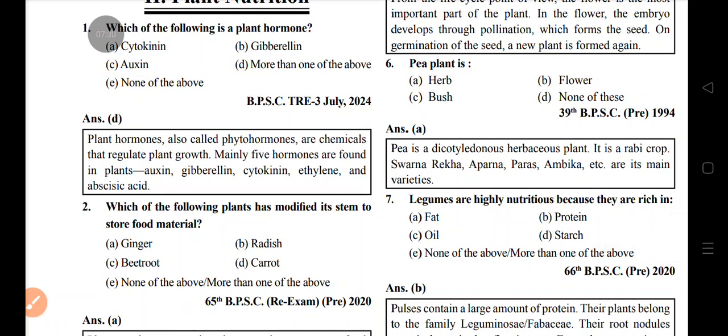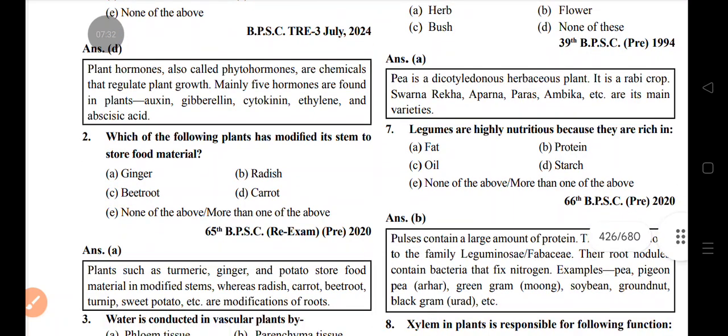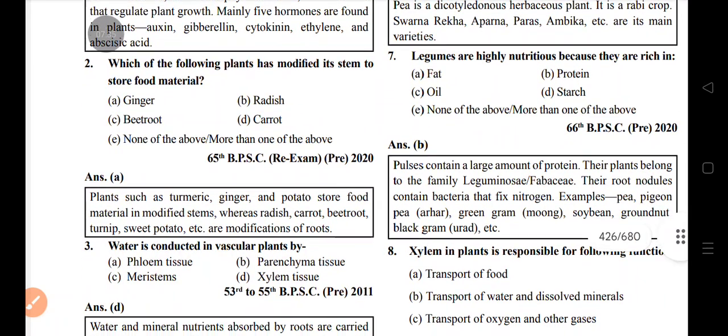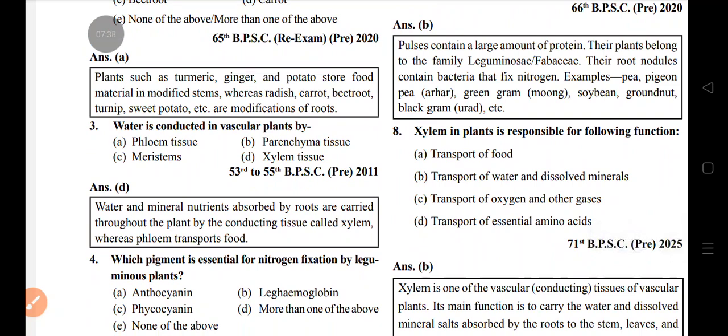Modified its stem to store food material: ginger. Water is conducted in vascular plant by xylem tissue. Which pigment is essential for nitrogen fixation by leguminous plant?